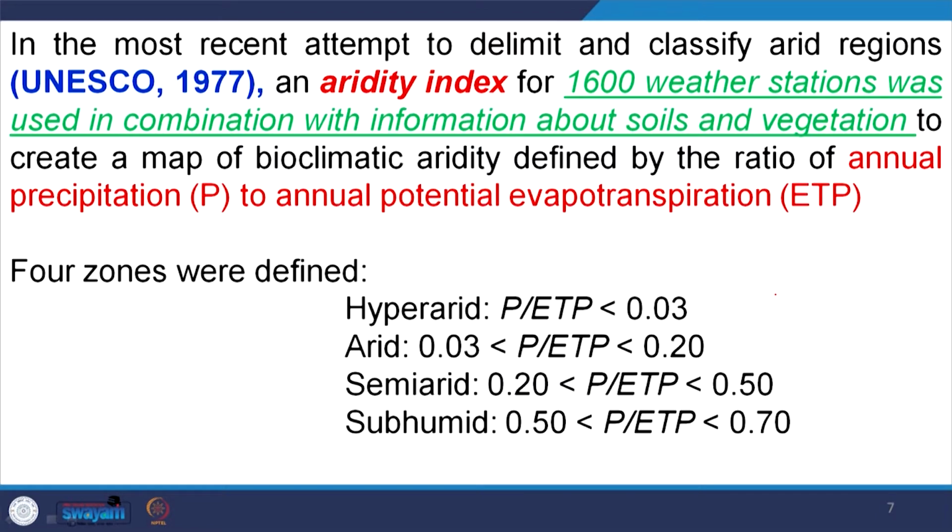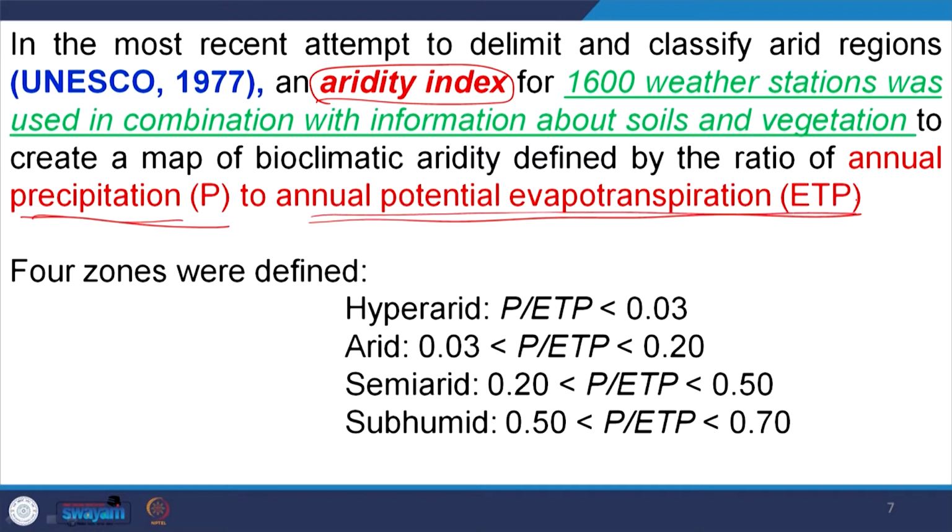The most recent classification was carried out by UNESCO in 1977, which defined the Aridity Index. Data from 1600 weather stations were used in combination with information about soil and vegetation to create a map of bioclimatic aridity, defined by the ratio of annual precipitation P to annual potential evapotranspiration ETP. So, the aridity index is a ratio of precipitation and annual potential evapotranspiration. Four zones have been defined according to UNESCO.